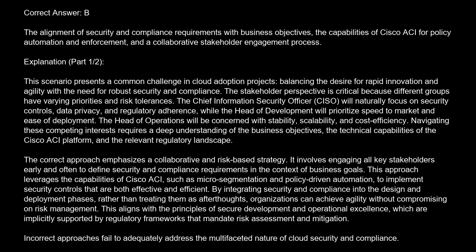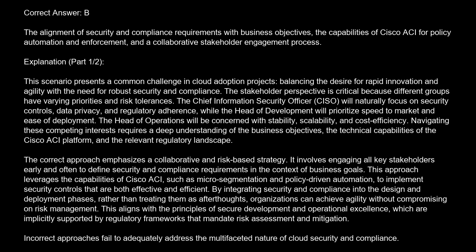The stakeholder perspective is critical because different groups have varying priorities and risk tolerances. The Chief Information Security Officer, CISO, will naturally focus on security controls, data privacy, and regulatory adherence, while the head of development will prioritize speed to market and ease of deployment. The head of operations will be concerned with stability, scalability, and cost efficiency. Navigating these competing interests requires a deep understanding of the business objectives, the technical capabilities of the Cisco ACI platform, and the relevant regulatory landscape.